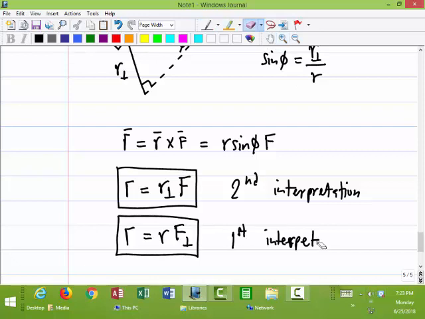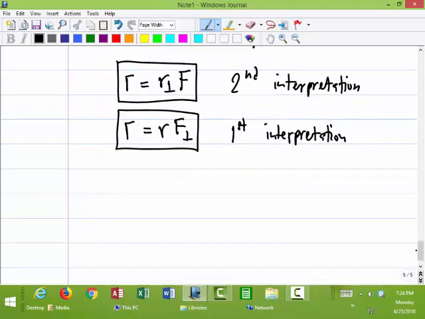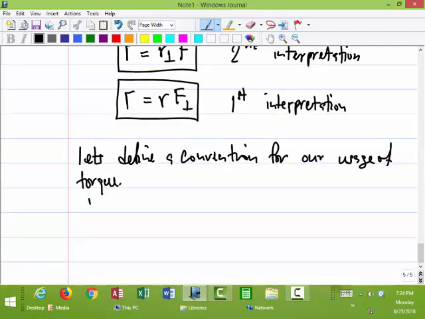So let me spell this correctly. So we've got our definitions of torque and how to interpret the torque. So we can go on from there now. So let's look at some examples of torque, and then we'll talk about net torque. First of all, let's get a convention for torque. So let's define a convention for our usage of torque. We can do that by looking at the example below.